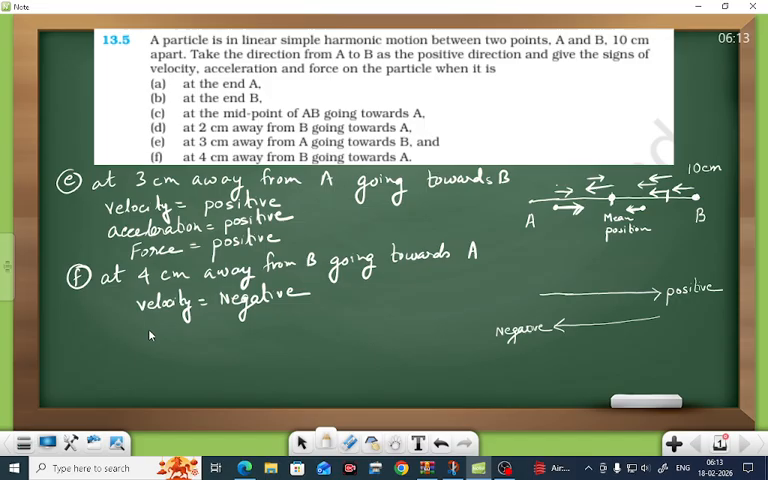Now you will find the direction of acceleration and force. Now if we find the force, I always try to say that the force is always towards the mean position. So the direction will be in this direction, so it will be negative again. So the force is negative, and hence the acceleration will be in the same direction, that is, the acceleration will also be negative. In this way you can solve all the problems of oscillation.